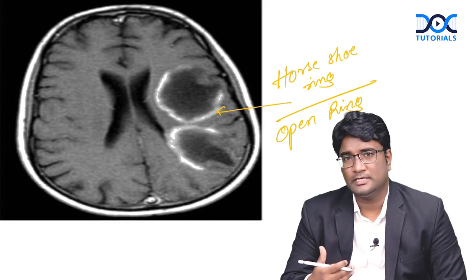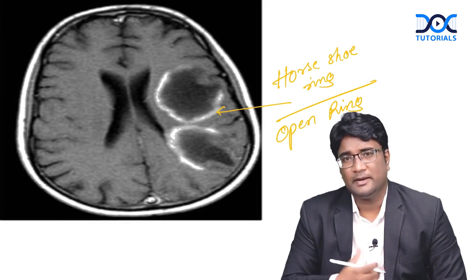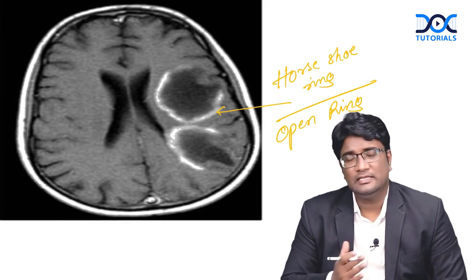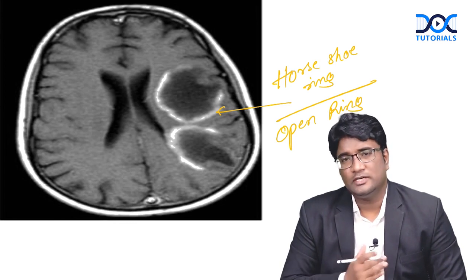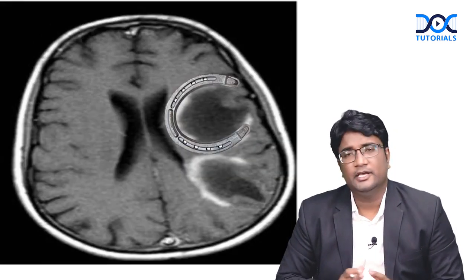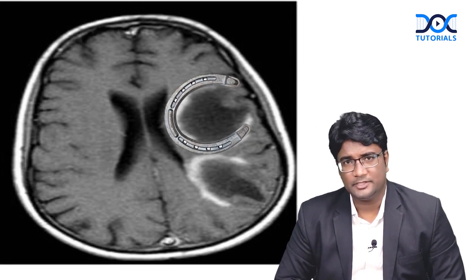Remember, multiple sclerosis is a demyelinating disorder. White matter is affected more. So you see that the advancing edge of the lesion is towards the white matter. And here you can see the horseshoe shape enhancements.